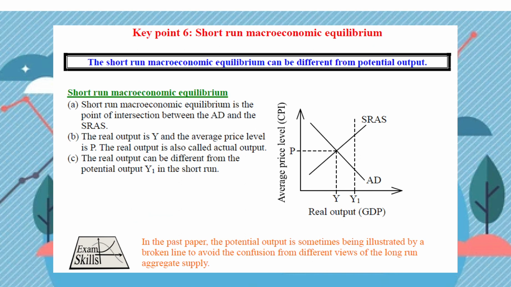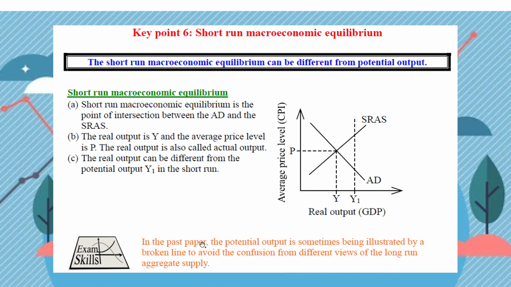And then we talk about short run economic equilibrium. It might be different from the potential output, right? So the short run macroeconomic equilibrium can be different from potential output. Yes, we talk about it in detail now. Okay, the short run macroeconomic equilibrium can be here, Y and P. And it can be lower than the potential Y, when we call it a deflationary gap.